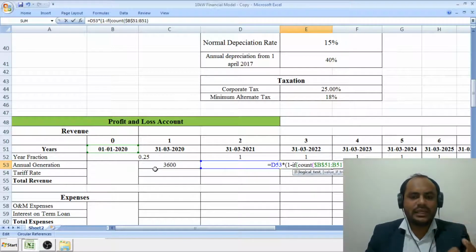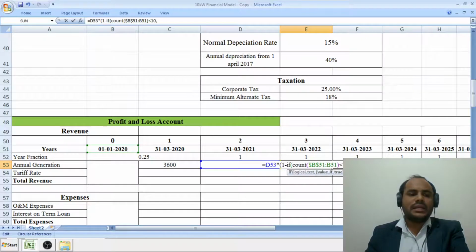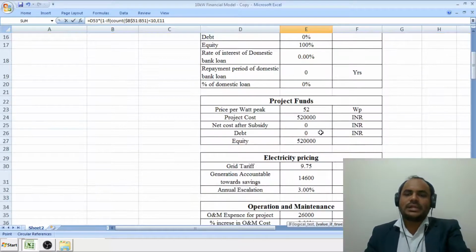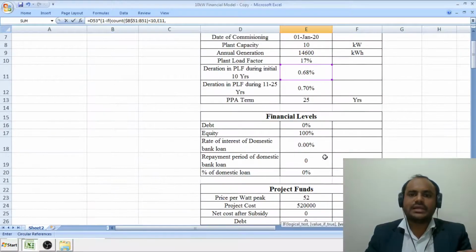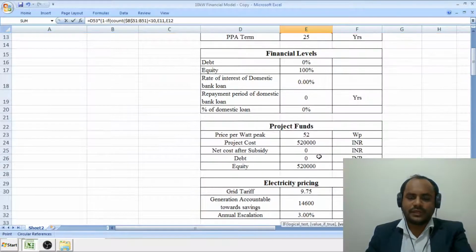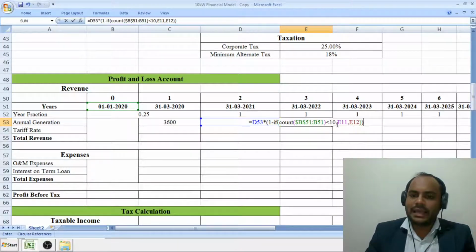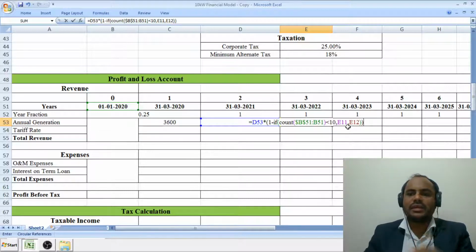So basically, for every iteration and every year, we have to compare the typical year from the date of commissioning. If this value is less than 10 years, then we have to consider the derating factor of 0.68%. So we put this particular cell and select this cell, comma. If the logic is false, then we have to consider the value of 0.7% over here. Likewise, and bracket complete. So when we apply the logic over here, the 0.68% value will be common for the 10 years, and 0.7% will be common for the 11th up to the 25th year.